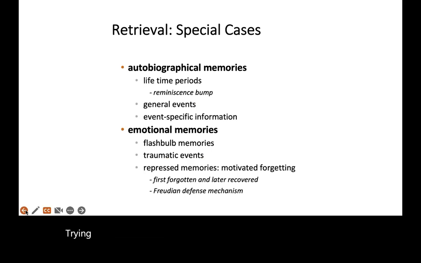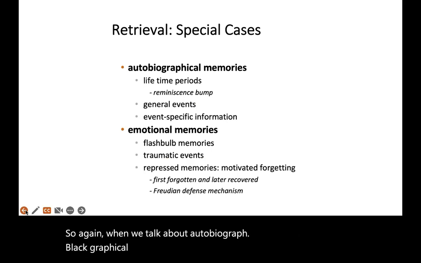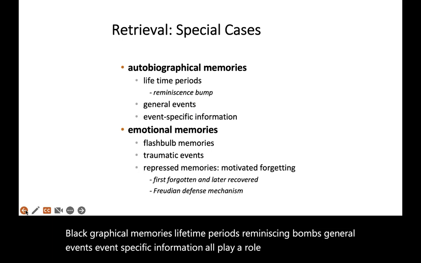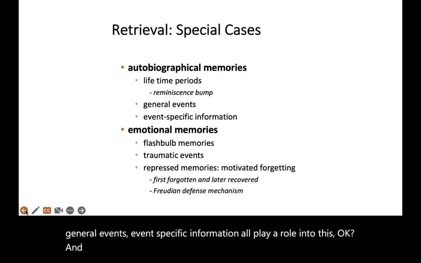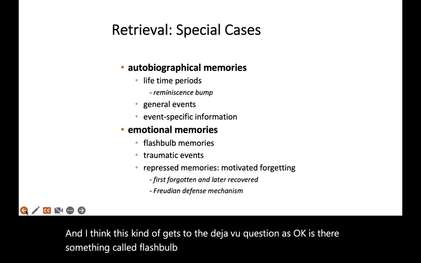Trying to find what we've not gone through before. So again, when we talk about autobiographical memories, lifetime periods, reminiscence bumps, general events, and event-specific information all play a role in this, okay? And there are certain kinds of memories that really are based upon emotional connection. And I think this gets to the deja vu question as well, okay? There is something called flashbulb memories.